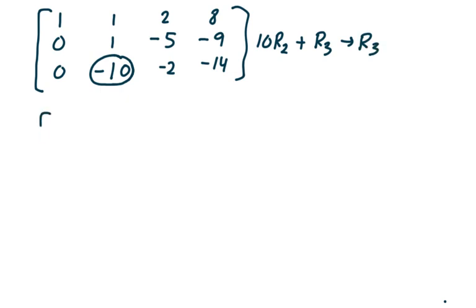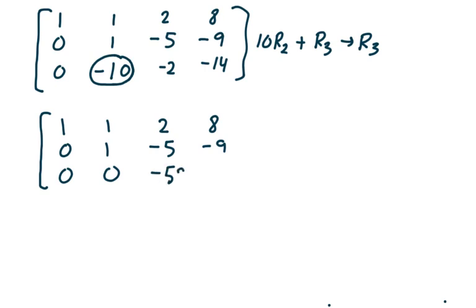Okay, and so from here, I get 1, 1, 2, 8, 0, 1, negative 5, negative 9, 0, 0, right? And then 10 times negative 5 is negative 50. Negative 50 minus 2 is negative 52. And then 10 times negative 9 is negative 90. Negative 90 minus 14 is negative 104.